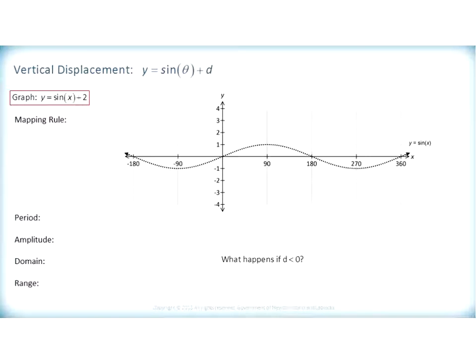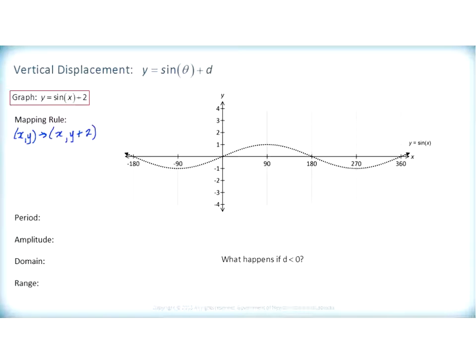In the first example, we will look at the effect of the parameter d on the function y equals the sine of theta plus d. Here we are asked to graph y equals the sine of x plus 2. We can use a mapping rule to represent this new graph, where (x, y) is mapped onto (x, y plus 2). We keep x the same and we add 2 to the value of y.